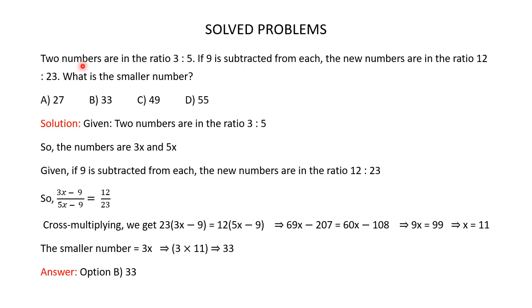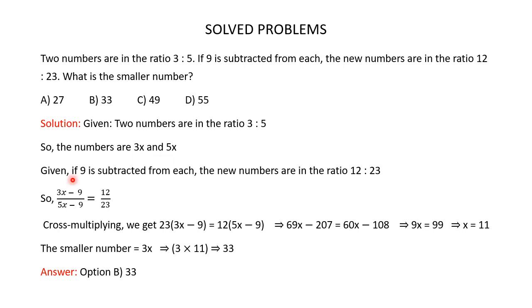Two numbers are in the ratio 3:5. If 9 is subtracted from each, the new numbers are in the ratio 12:23. What is the smaller number? You are given four options and you have to find out which of these options is the correct one. Now it's given that two numbers are in the ratio 3:5. So the two numbers are 3x and 5x.